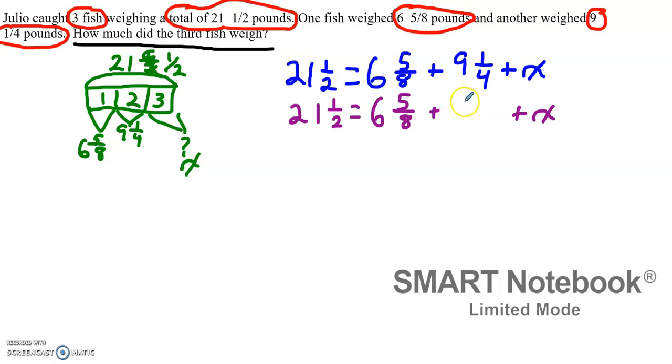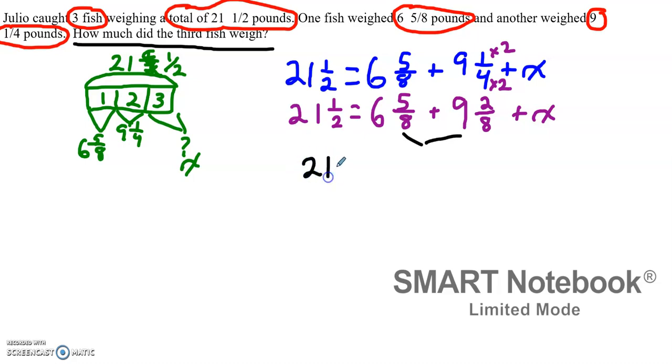And then for the 9 and 1/4, the whole number stays the same, but I want to change that 4th to an 8. And to do that, I have to multiply the 4 by 2. And what I do to the denominator, I do to the numerator. So 1 times 2 is 2. Now, with that, I can now add this. I can add these two together because they have the same denominator.